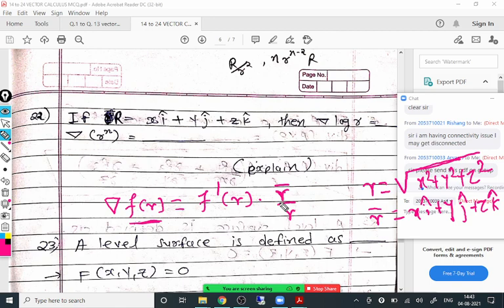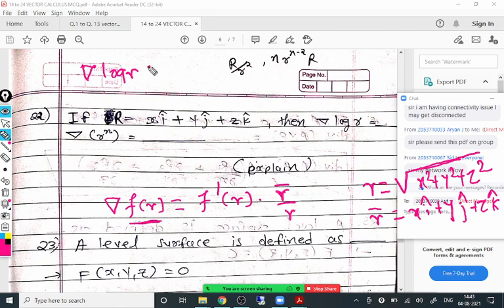Now can you tell me the gradient of log r? What will be the del log r then? What is f dash r first? What is the derivative of log r with respect to r only? 1 by r into r bar upon r. So the answer is r bar upon r square. Del log r equals r bar upon r square is the answer for the first.